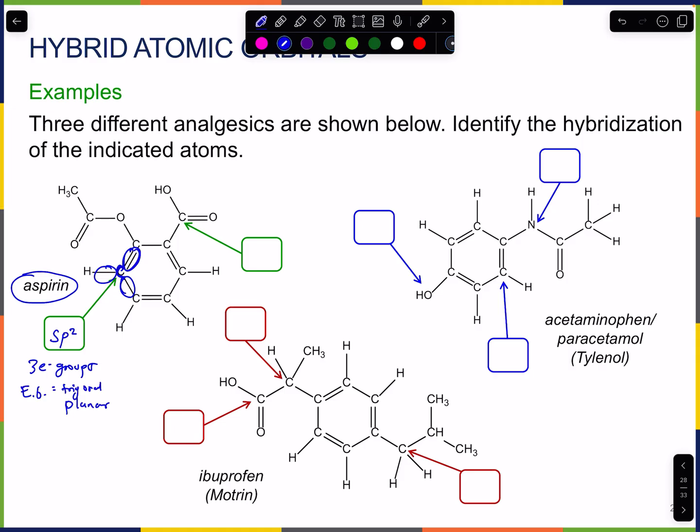The same or something similar happens for this carbon. 1, 2, and 3 electron groups. 3 electron groups around. Again, the electron geometry is trigonal planar, so the corresponding hybridization should be sp2.